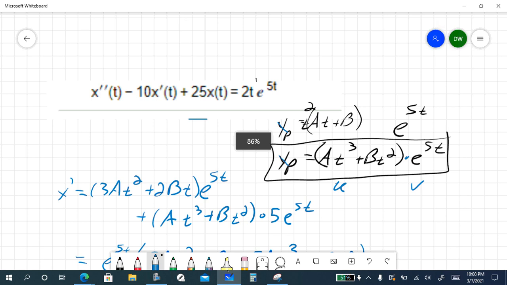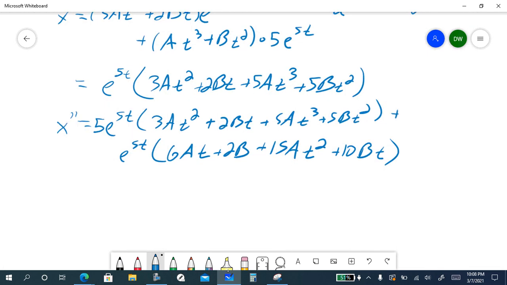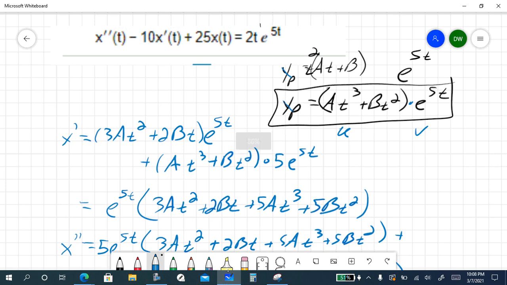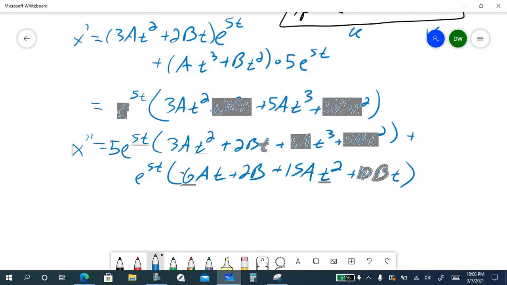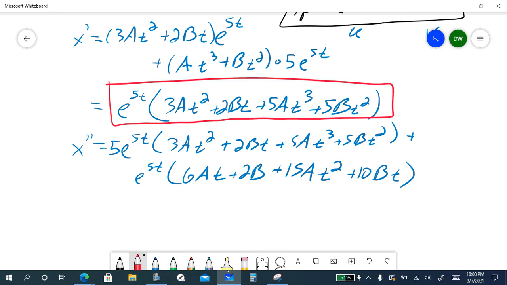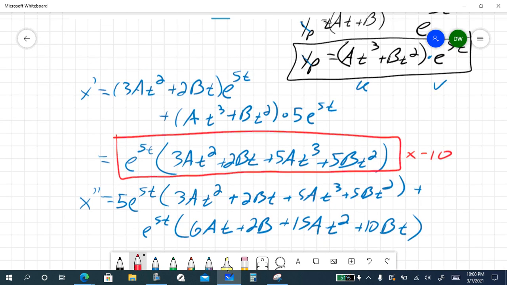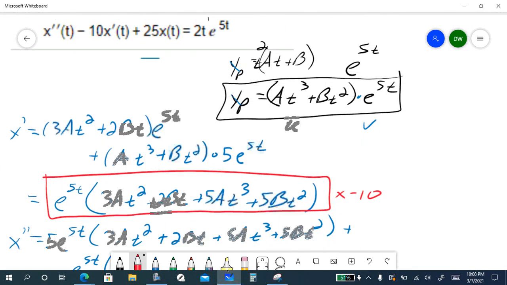So when we linearly combine, we take our second derivative, which is all of this, minus 10 times our first derivative, so minus 10 times this. This was our first derivative, so we're going to take that times negative 10, and then we're going to add 25 times our original function, this.